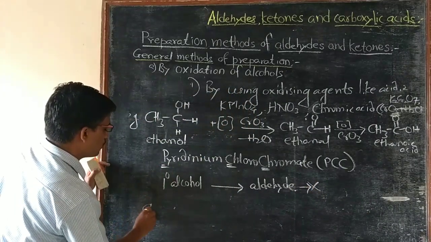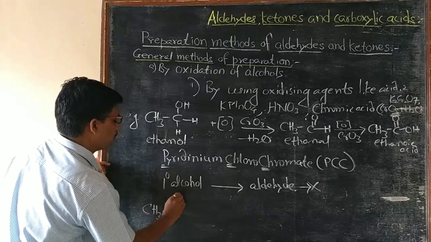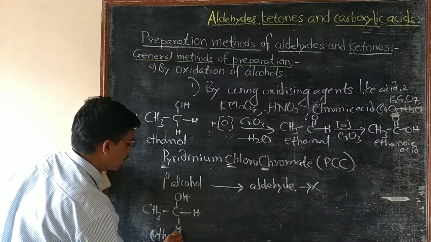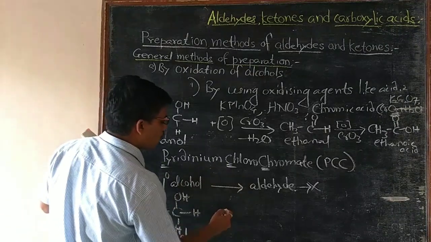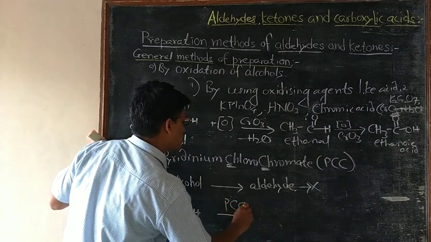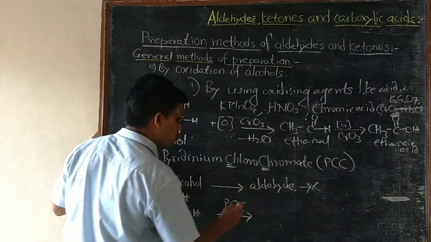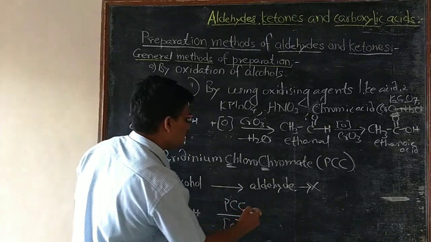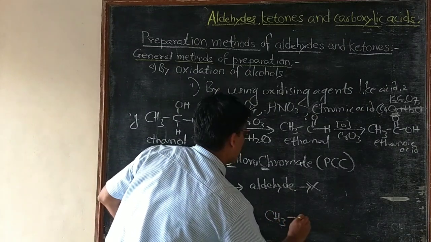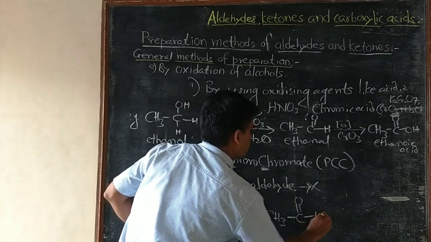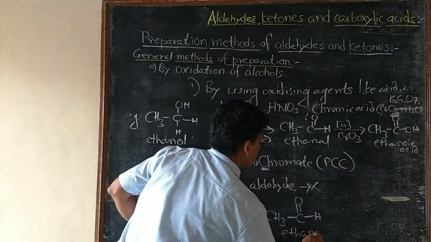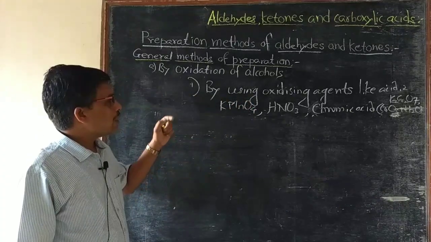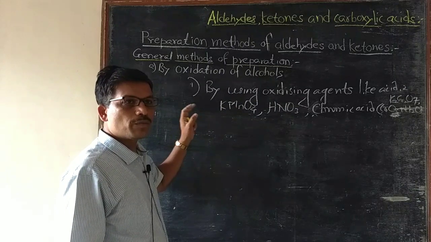For example, ethanol on oxidation by using PCC, that is pyridinium chlorochromate, gives its corresponding aldehyde, that is ethanal. And further oxidation of this ethanal does not take place. Under this method, we will study preparation of ketones.